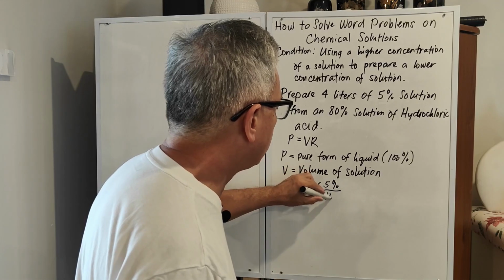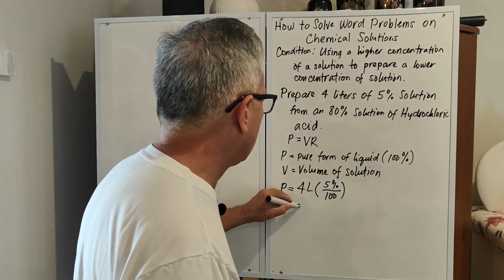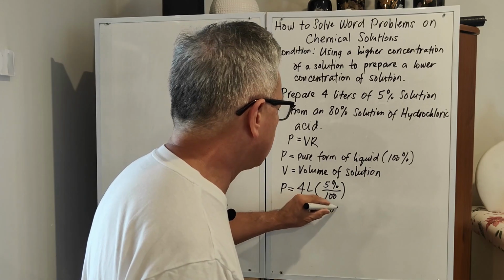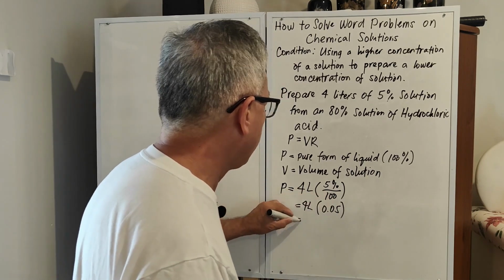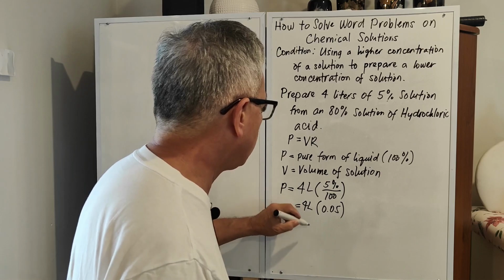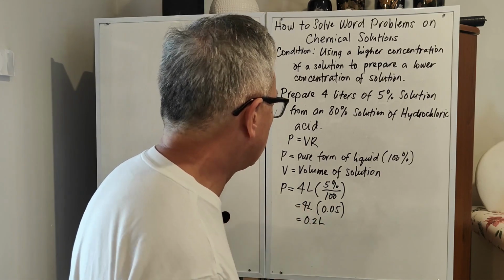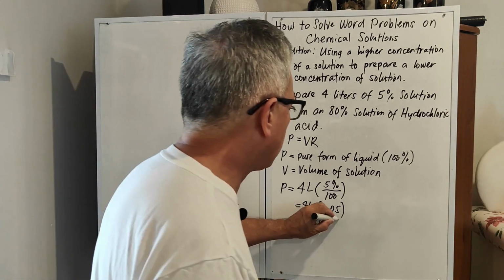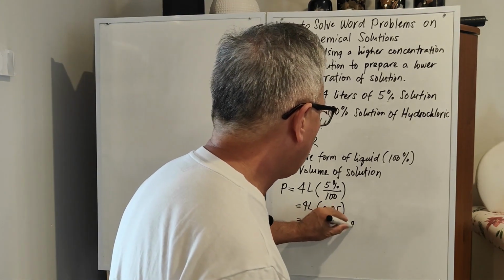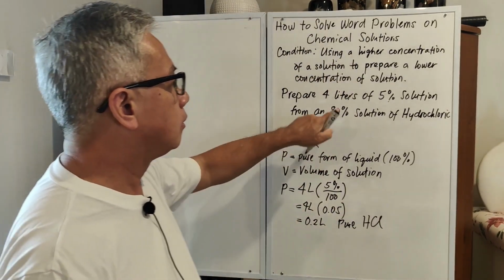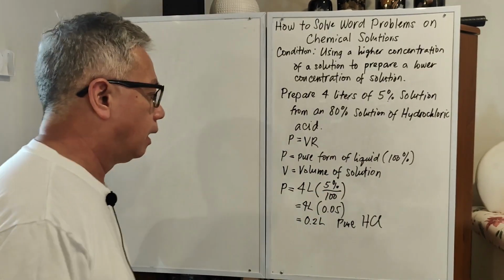concentration, 5 divided by 100. 5 divided by 100 is 0.05. 0.05 times 4 liters is 0.2 liters. So this is the amount of pure hydrochloric acid that we need to make 4 liters of 5%.